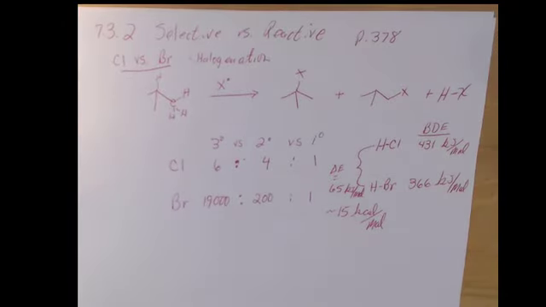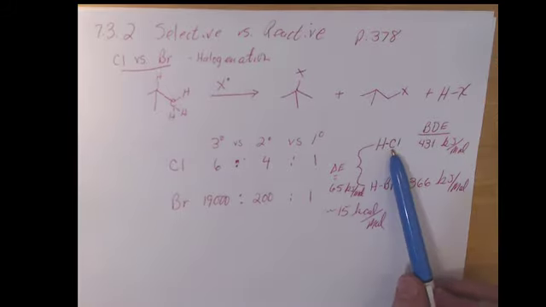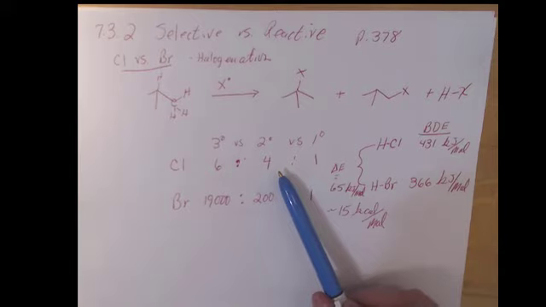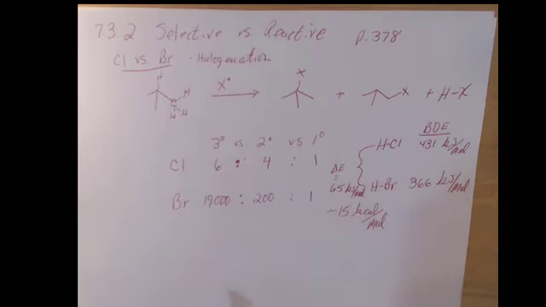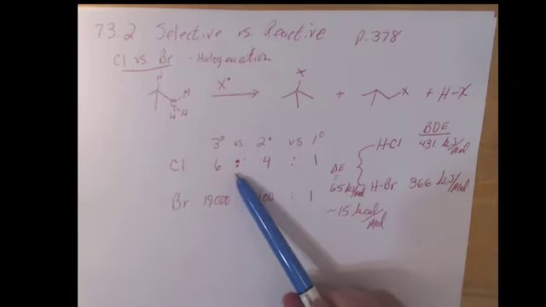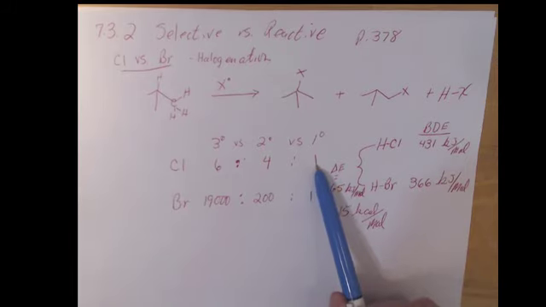And this large thermodynamic driving force for the formation of HCl means that it reacts so much faster at any of those positions, and so there's a very small difference in the transition state energies because it's so thermodynamically downhill.